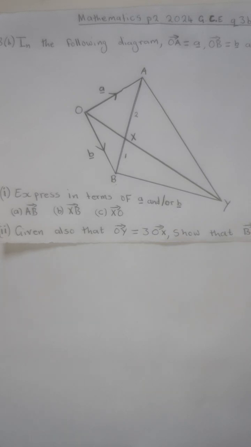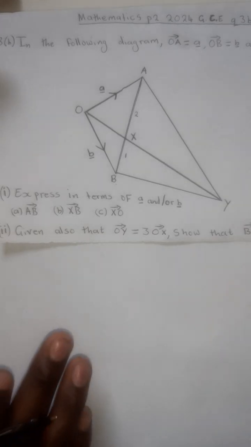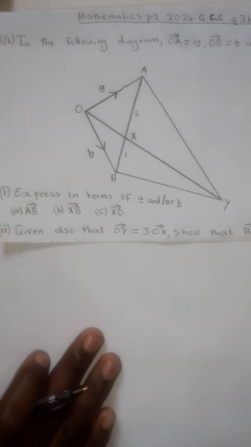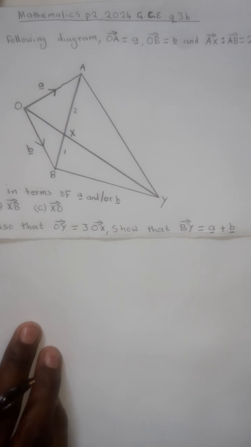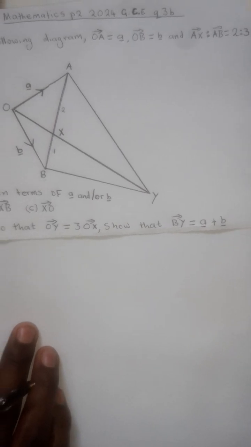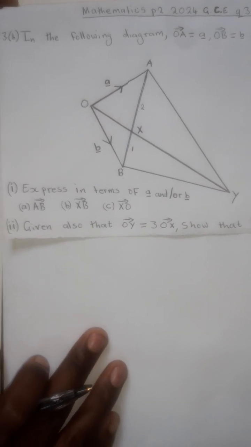Okay, so in this video, we'll be revising a question from a 2024 past paper written by the GCE's mathematics. Specifically, we'll be looking at question 3 from section B. All right, so without further ado, the question reads, in the following diagram, OA is equal to vector A, OB is equal to vector B, and AX to AB is equal to 2 to 3. Okay. And we have that diagram there.